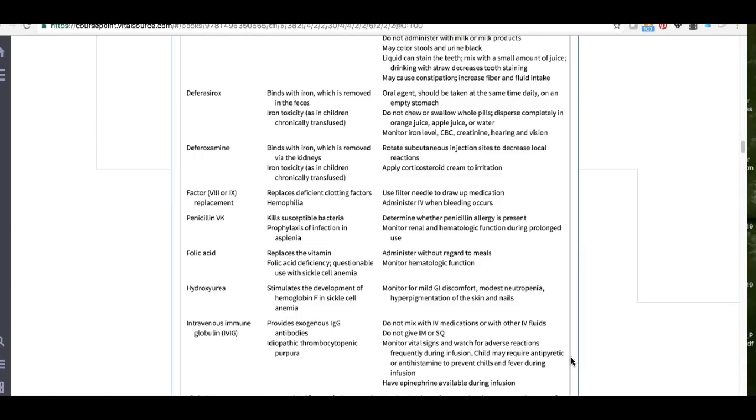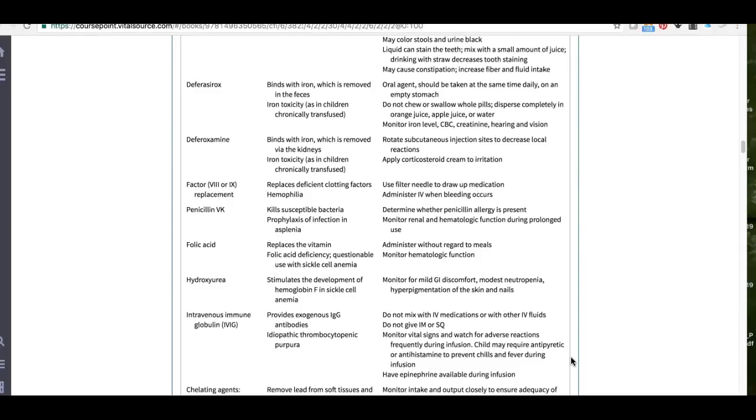Factor replacement, factor 8, is what you use for hemophilia. If you have a patient that has hemophilia, that has had some trauma, presents to the hospital, you have to give them the factor 8, because they're bleeding in their joint, or they're bleeding in their brain. So lots of teaching with hemophilia, which we'll touch on in a minute, but factor 8 is what you give to stop that bleeding.